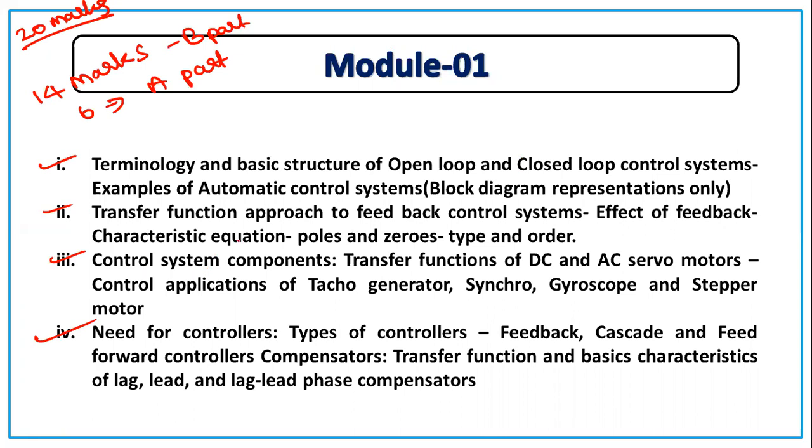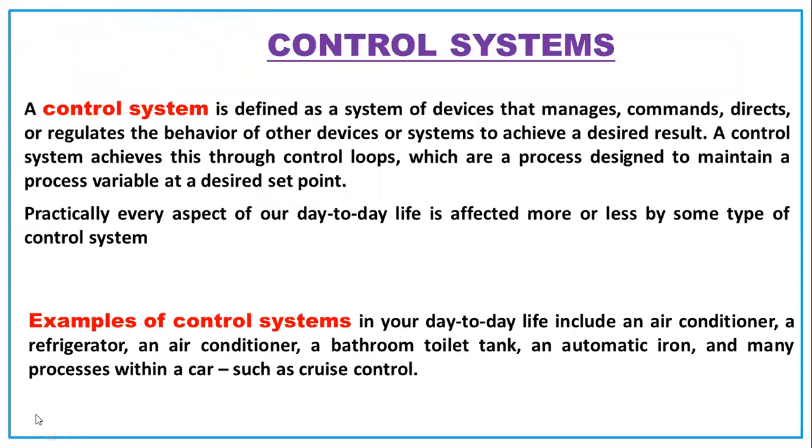Okay, now let's start this. Today I will be dealing with terminology and basic structure of open loop and closed loop control system, as well as automatic control system, the block diagram representation, and some practical examples. Okay, so first of all, let's see what is a control system. A control system is actually a system of devices that manages, commands, directs, or regulates the behavior of other devices or systems to achieve a desired result.